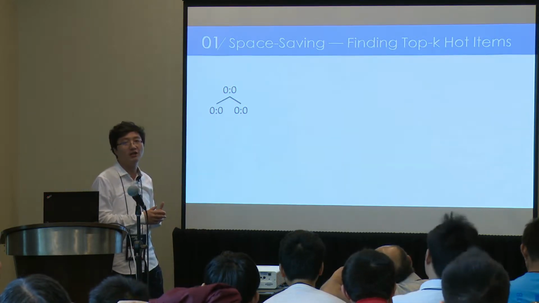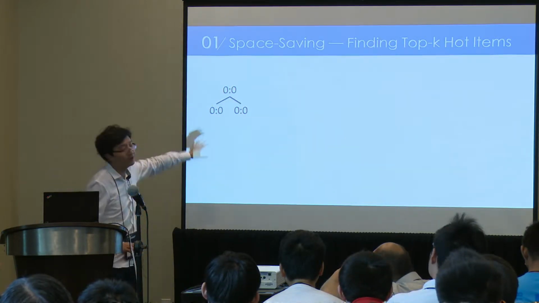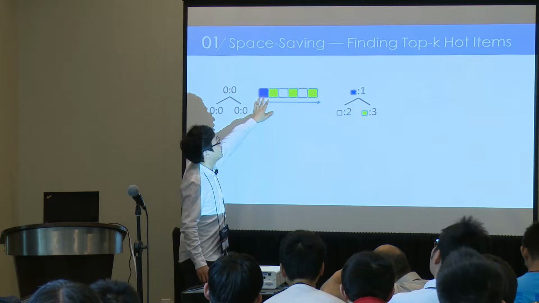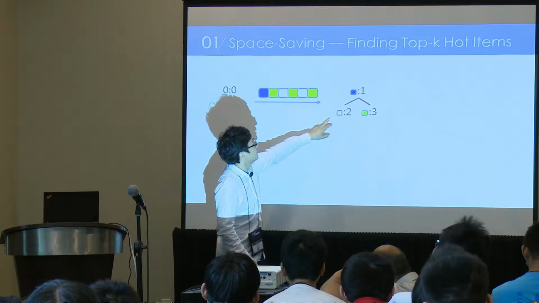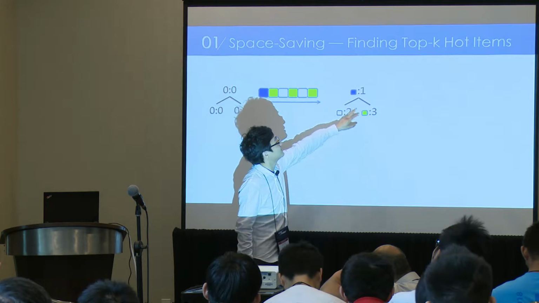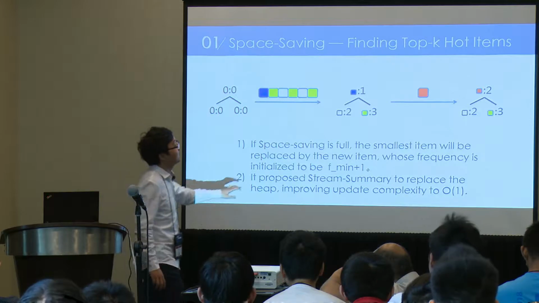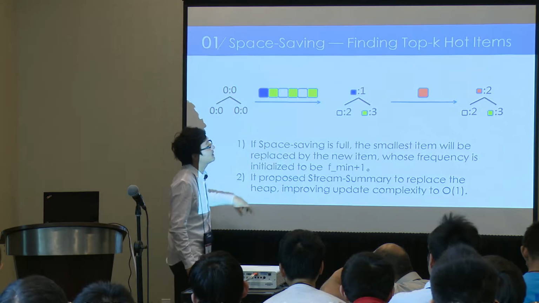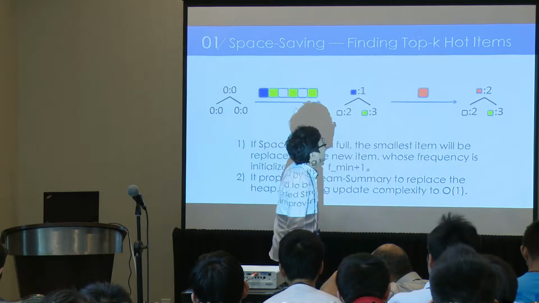hot items, often known as heavy hitters. For heavy hitters, suppose we have a min heap. When the data stream arrives, we insert the items into the min heap. Suppose the white item appears twice, the gray item appears 3 times, and the blue one appears only once. And in this case, a red item appears. The Space-Saving algorithm just kicks it out and replaces it with the red item.